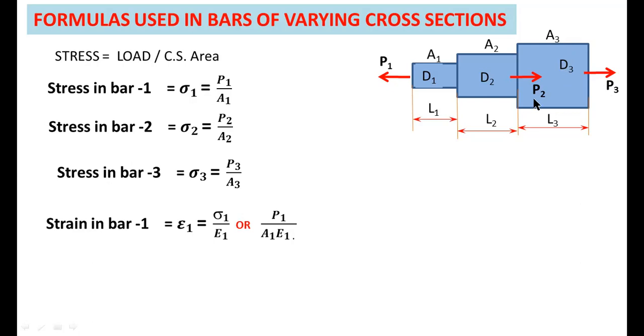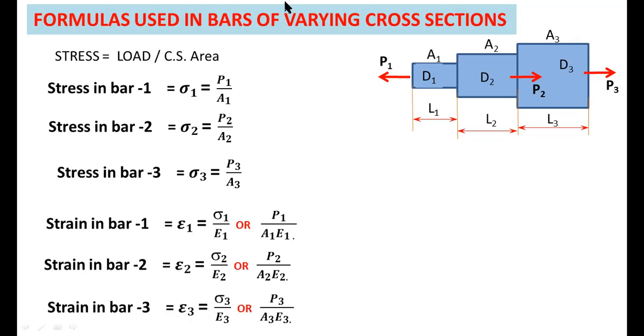Now, as we already discussed previously, we know Young's modulus equals stress by strain. From that formula, strain equals stress by Young's modulus. Here stress equals P1 by A1, that is load by area, divided by Young's modulus. So strain in bar 1 equals P1 by A1 E1, which is the formula for strain produced in bar 1. Similarly, epsilon 2 and epsilon 3 are the strains produced in bar 2 and bar 3.